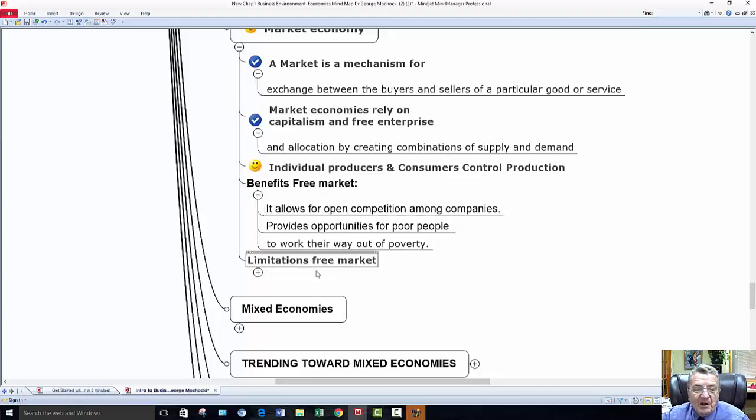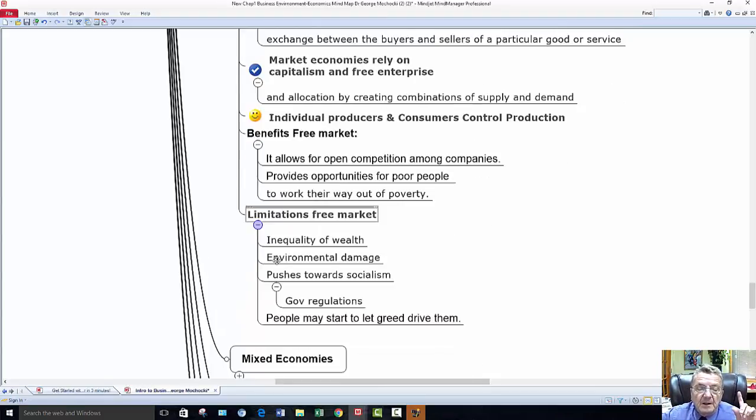Let's go forward. Okay, limitation of free market. Again, inequality of wealth, you're going to begin to see that now. That's what the whole political thing is about, and environmental damage, where I'm going to cut corners. I'm not saying all businesses. Come on, a lot of small businesses help the environment probably more than some of the larger businesses. Government regulations are killing us. We want to help everyone else with the Affordable Care Act, but I don't know what that's going to cost me. It goes up, back and forth.